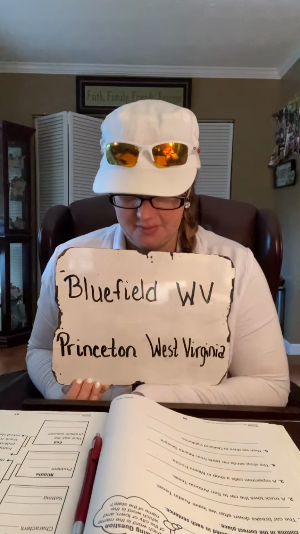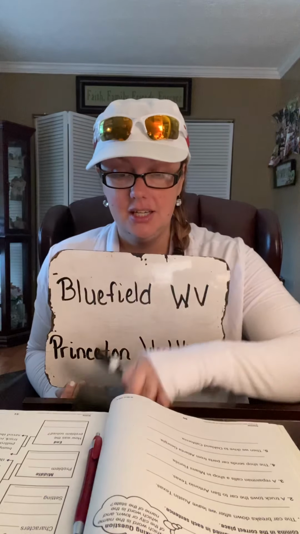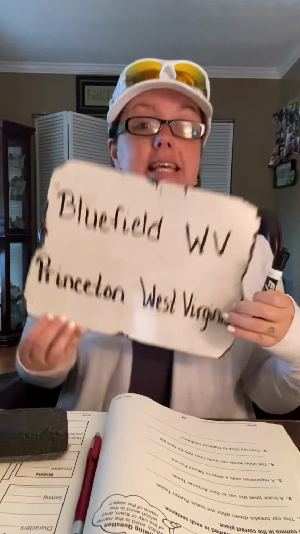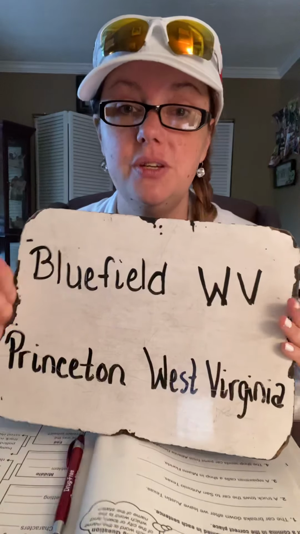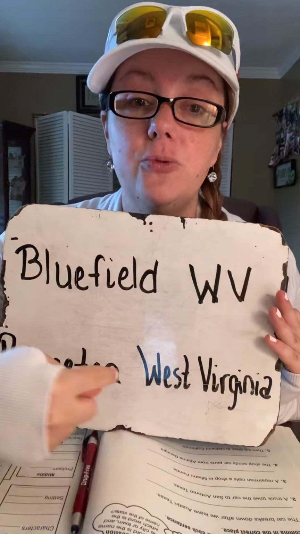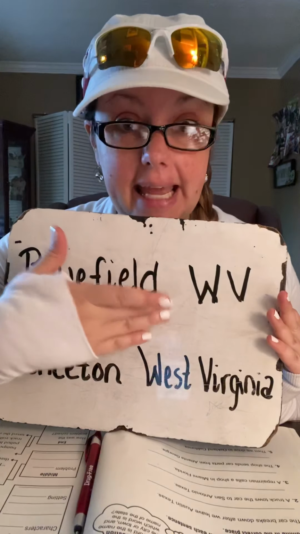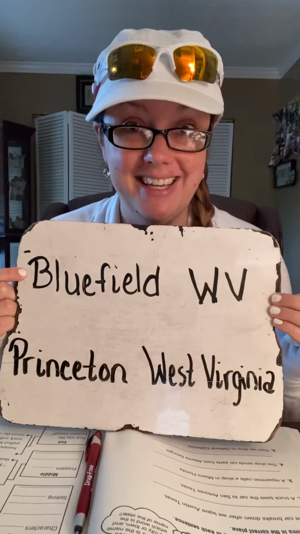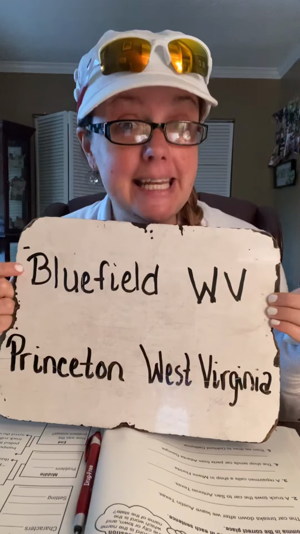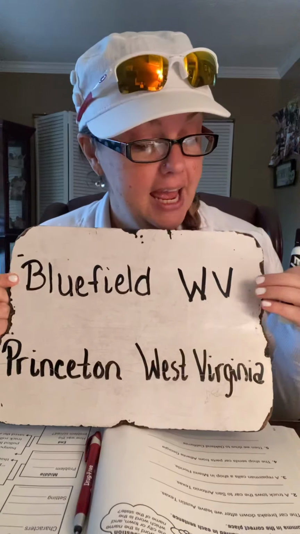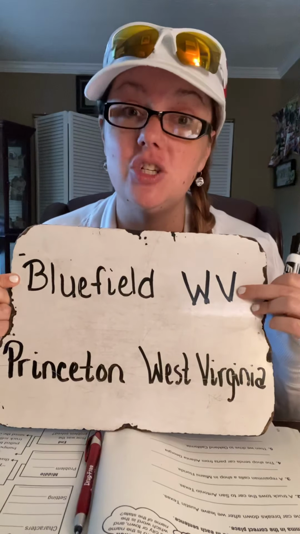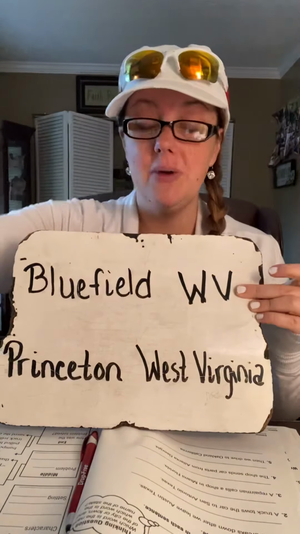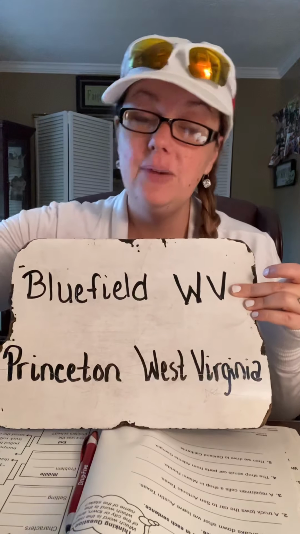Today, we are going to have commas that are separating places. And I wrote it two different ways, guys, because you can have the state written out or you can have it abbreviated. So guys, most of you kiddos live in Bluefield, West Virginia. So Bluefield is the city or the town that you live in, okay? And then you have West Virginia, which is the state that we live in. So we need a comma to separate the two because one is a city and one is a state.